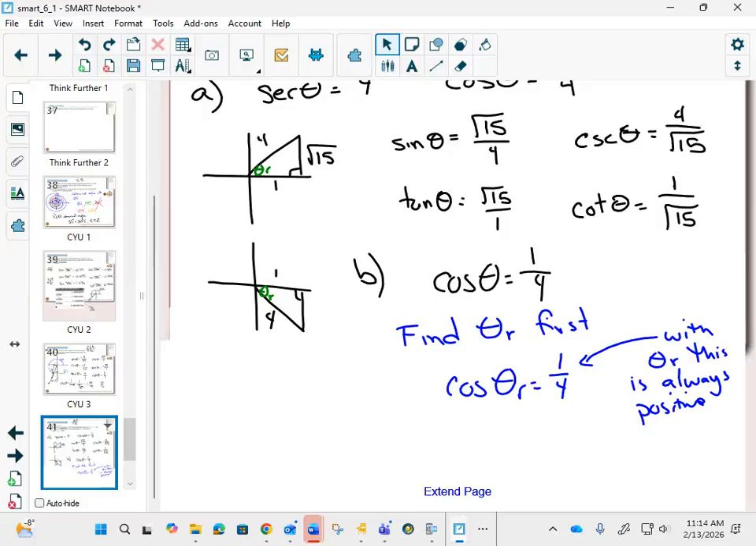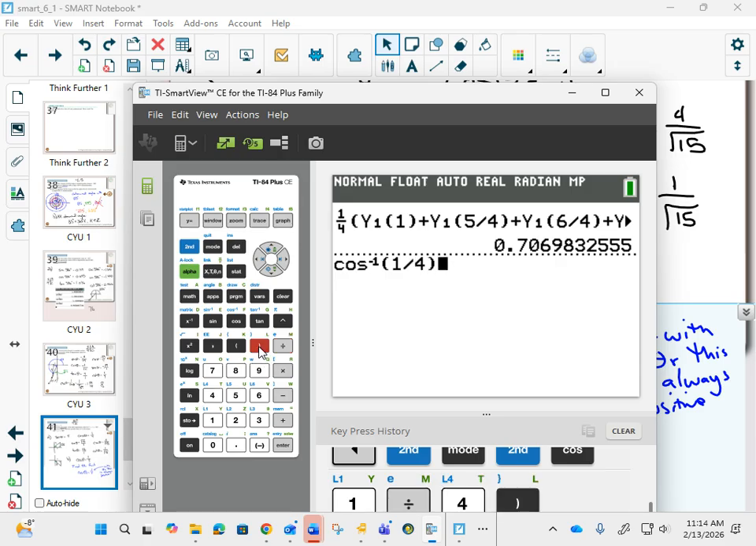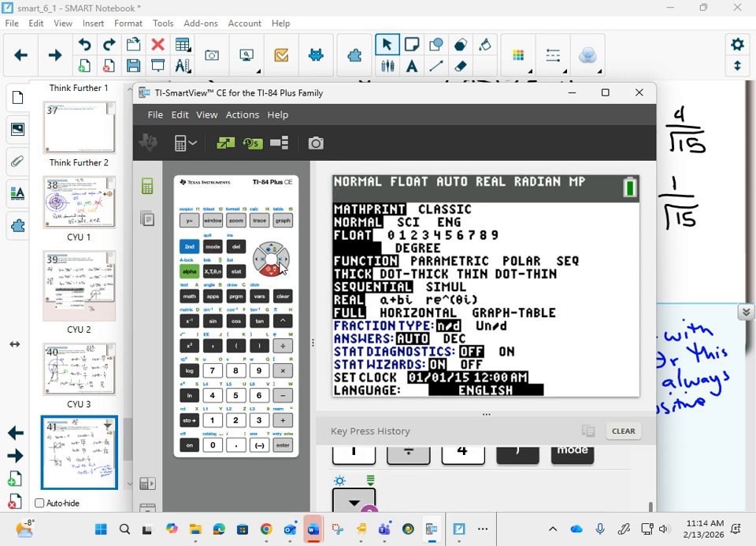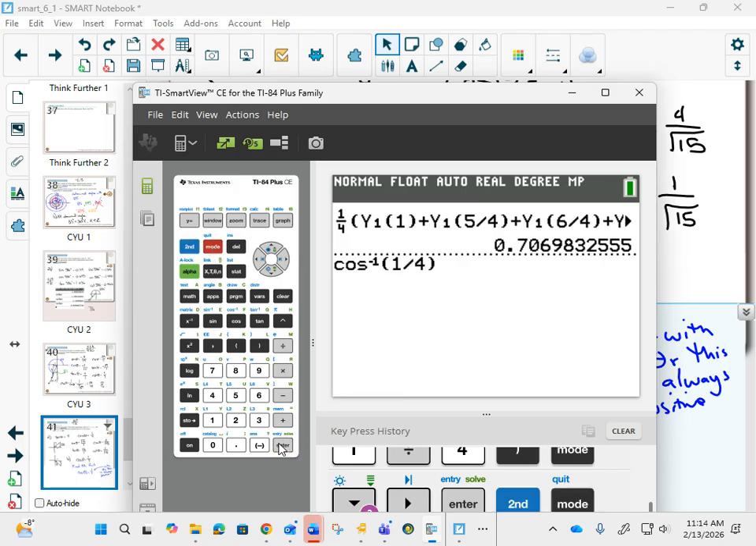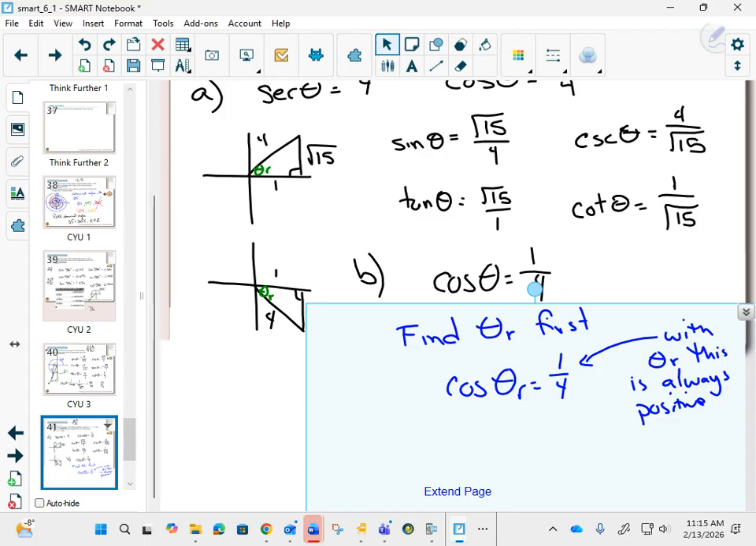So what we need to do right now is go to our calculator. I'll pull it up right here. And how do we get an angle when we have cos? We use cos inverse, right? So I'm going to go second, cos inverse, 1 divided by 4. I'm going to make sure my mode is in degrees. It was not, so I switch over to degrees here. Cos inverse of 1 divided by 4. I get a reference angle of 75.522. Again, I'll write down 3 decimal places.